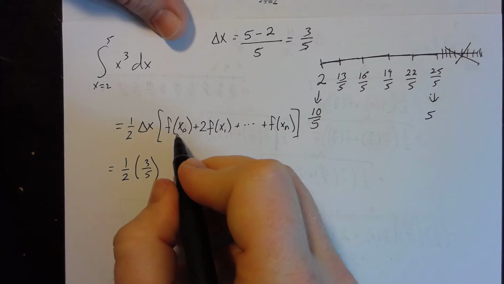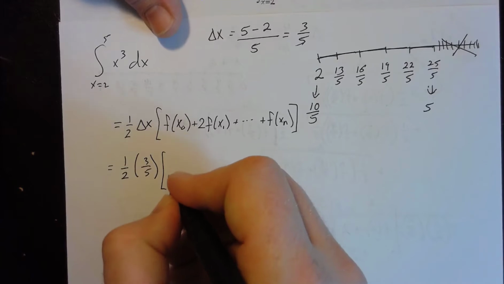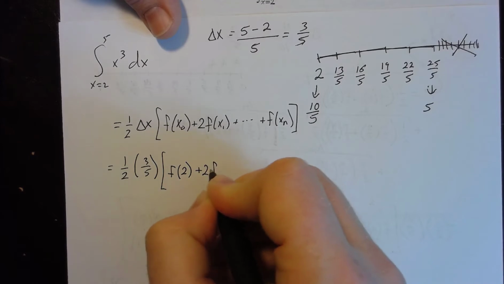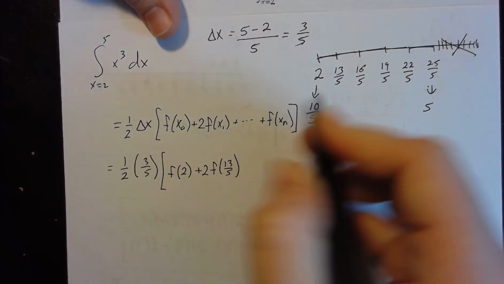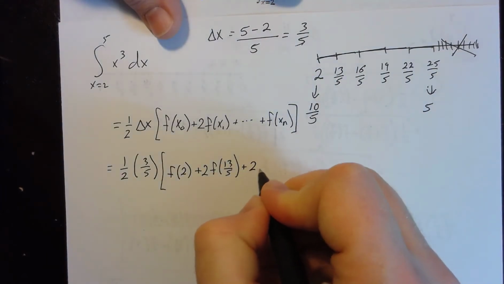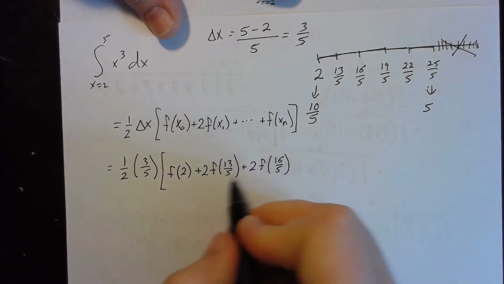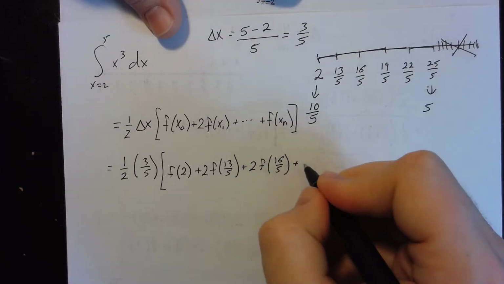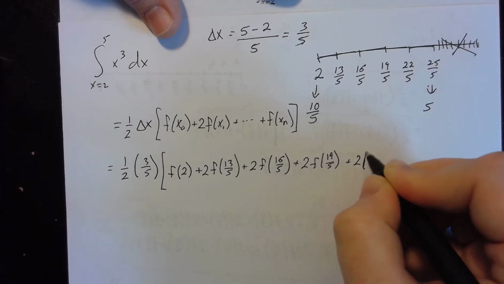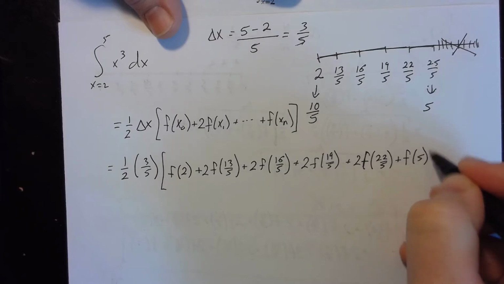times, now remember, our function is now x cubed, so I'm looking at this being multiplied by, I'm going to write it this way, f of 2 plus 2 times f of 13 over 5, because that's my second endpoint. Again, 2 is my first, 13 over 5 is my second, plus 2 times f of 16 over 5. Now my third endpoint, remember, the second, the third, and every middle endpoint gets that value of 2 multiplied in. So 2 times f of 19 over 5 plus 2 times f of 22 over 5, and then finally plus just f of 5.